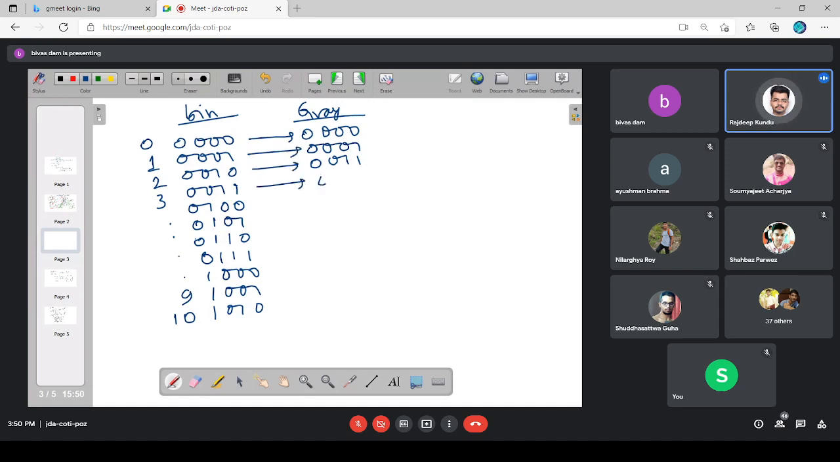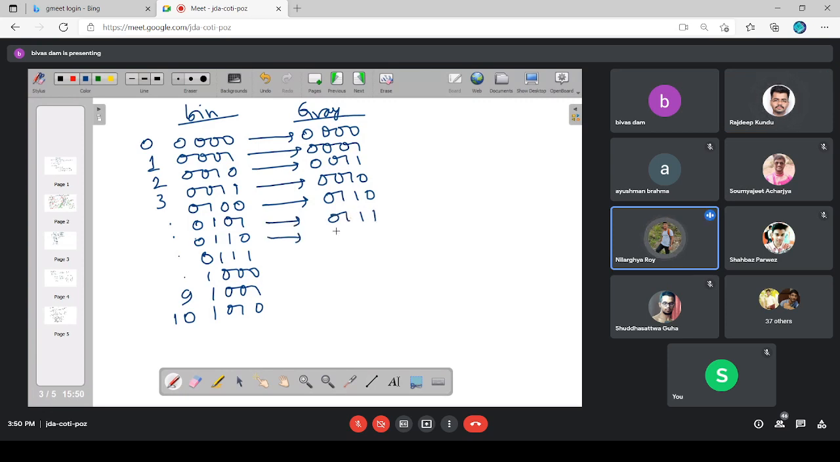0 0 1 0, 0 1 1 0, 0 1 1 1, 0 1 0 1, 0 1 0 0, 1 1 0 0, 1 1 0 1.